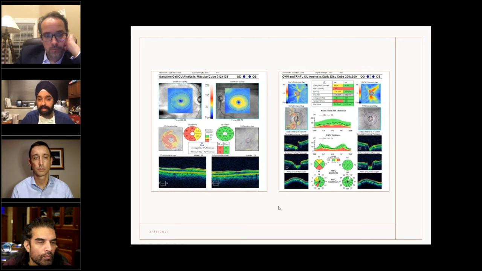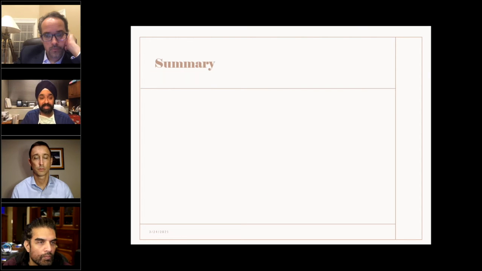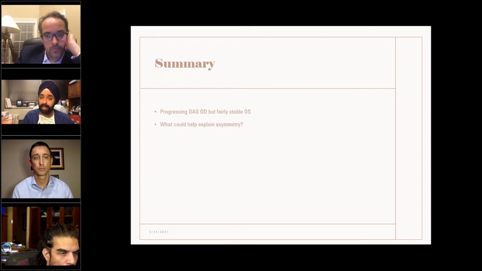And I kept kind of watching, and then the IOPC recently kind of told me, hey, Paul, you might have to worry about something here. So in summary, this is a patient who is progressing despite pressures that were in the middle teens in that one eye only, more than the left eye. Left eye was pretty stable on fields and nerves.